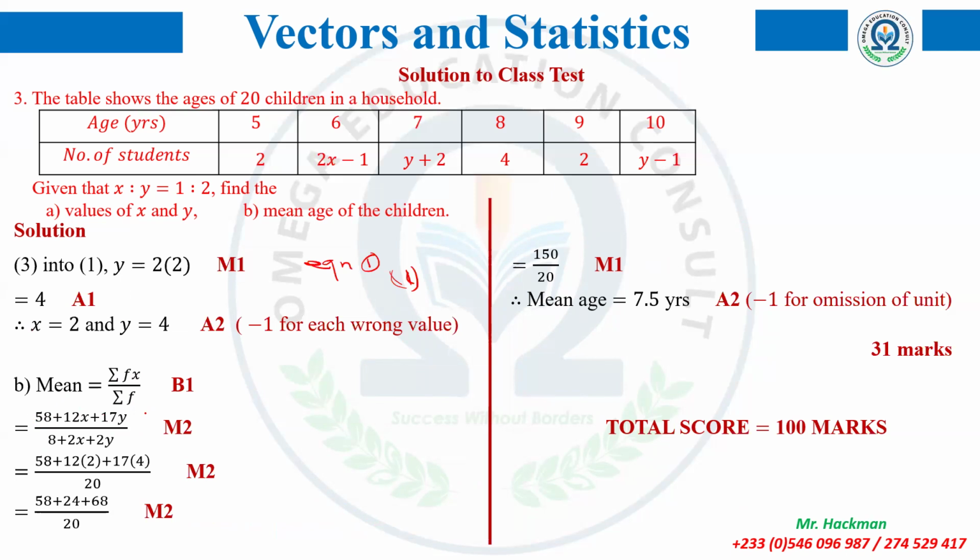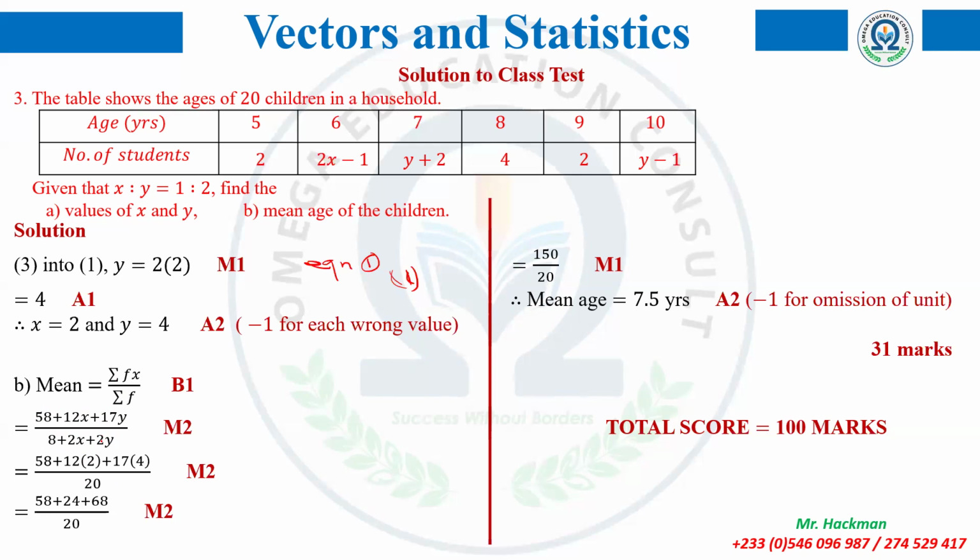So at this point, we know sigma fx over sigma f, and we can substitute. You know your x, you know your y, so you can carry out your substitution here. I decided not to carry out the substitution for the denominator because we know that the denominator, sigma f, should give us 20 if you substitute. Someone could have written 20 here straight away.